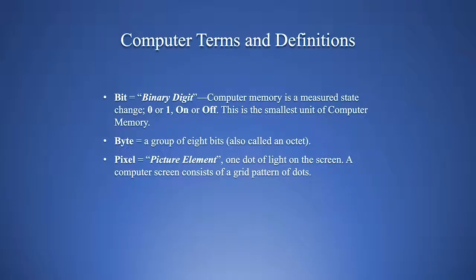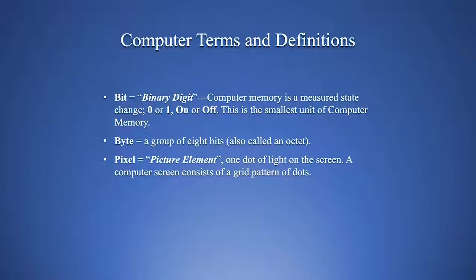Computer terms and definitions. A bit is the term for binary digit. Computer memory is a measured state change, either 0 or 1, on or off. It only has two states. That's why it's called binary. It's called digit because it's a number. This is the smallest unit of computer memory.